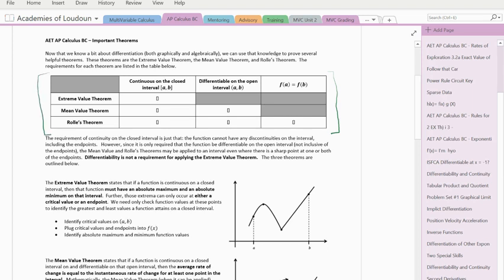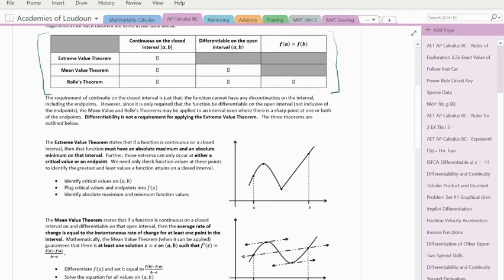We know that for the extreme value theorem to be applied, the function must be continuous on the closed interval. And we see that that's true for the mean value theorem and for Rolle's theorem. In order to use the mean value theorem, the function must be differentiable on the open interval, as well as for Rolle's theorem. And Rolle's theorem has the additional requirement that my function value at a must equal my function value at b.